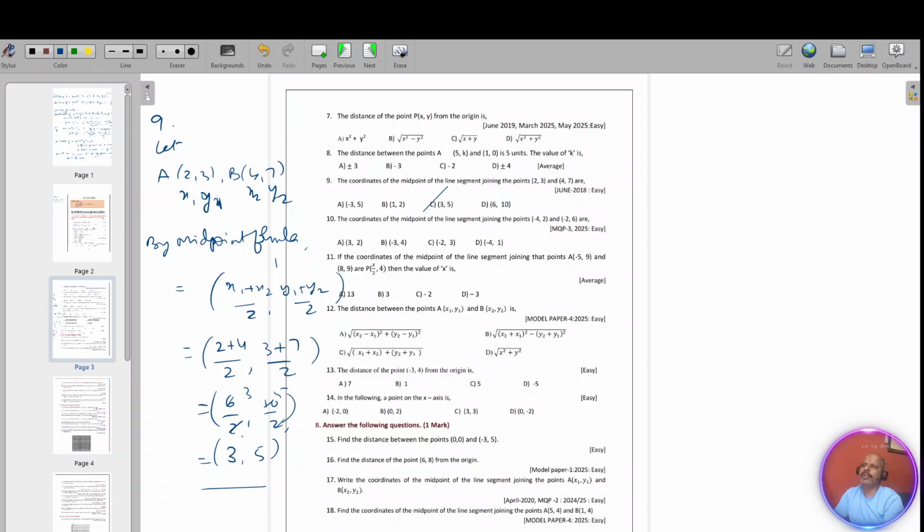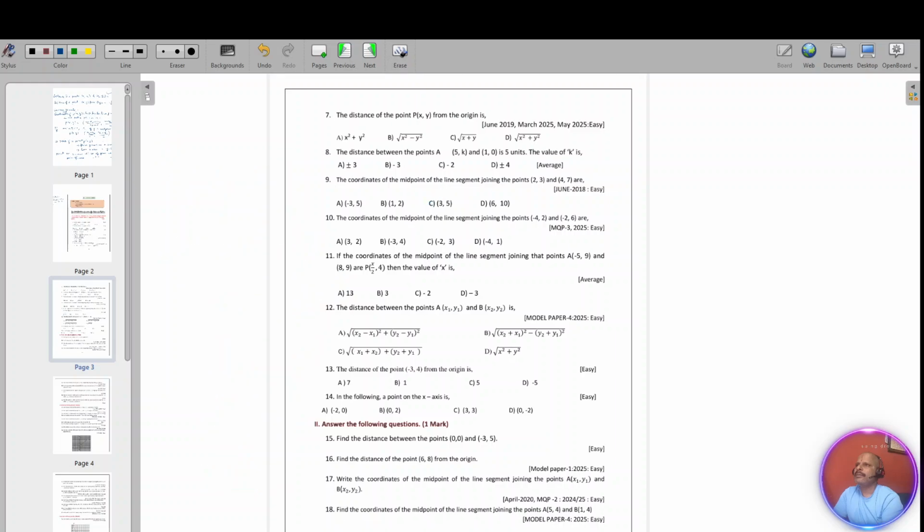So midpoint formula means if a line has two endpoints and their coordinates are given, and you have to find the midpoint of the line joining those 2 points, this is the formula. Next, the coordinates of the midpoint of the line segment, it's the same as the ninth one. You can do it yourself. That is minus 4 plus minus 2, which is minus 6 by 2, becomes minus 3, and 2 plus 6 is 8 by 2 is 4. So the answer is this one. You can just quickly do it also.